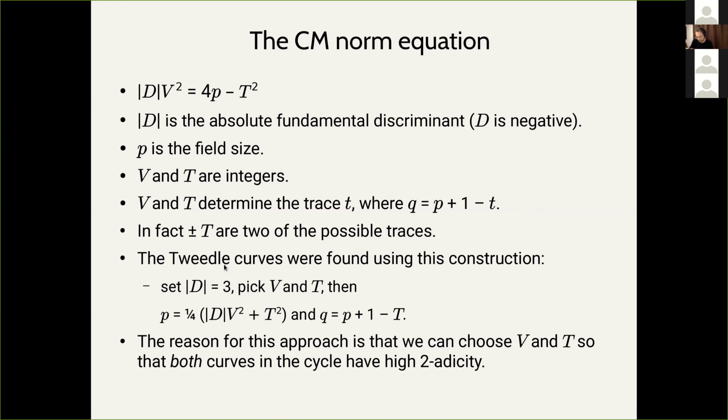So for the Tweedle curves, all we do is set D equals 3. It turns out that for CM curves where the order is prime, D will always be 3. And then we can almost freely choose integers V and T, and from that we can compute both the prime and the order. The reason we want to do it that way is we want both of the curves in the cycle to have high two-adicity. And we'll see in a minute how we can choose V and T so that's always the case.